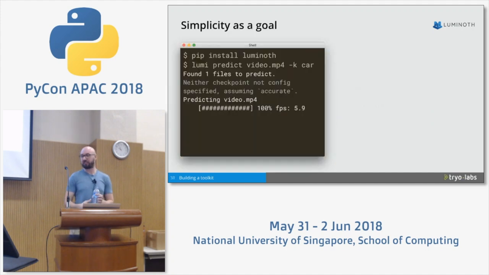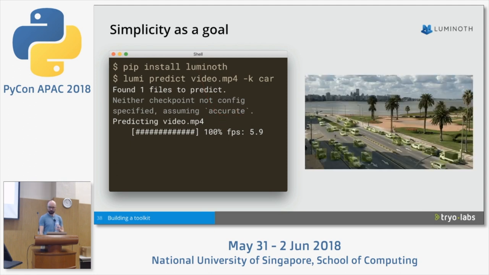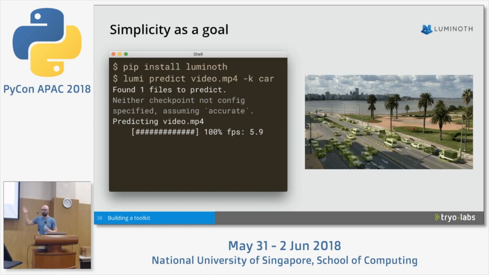So, simplicity: you do pip install luminoth, you do lumi predict video, minus k car, so that means take only the cars from your data set, so keep only this class. This actually says downloading checkpoint, and then I get something like this. So this is actually the view from our office in Uruguay. If you want to go, you're invited.